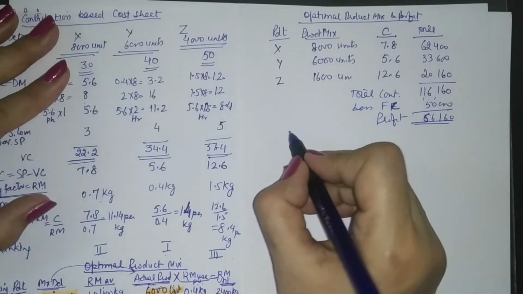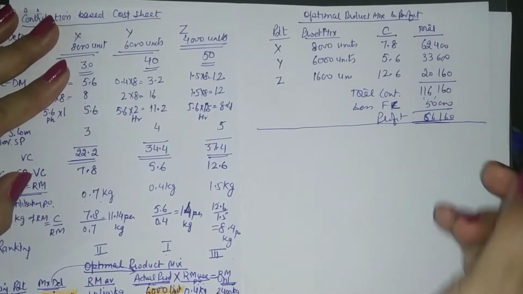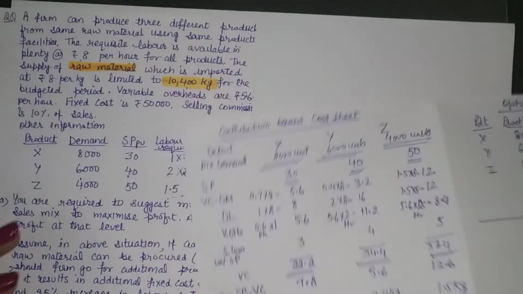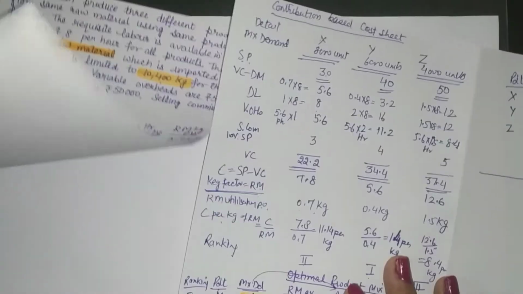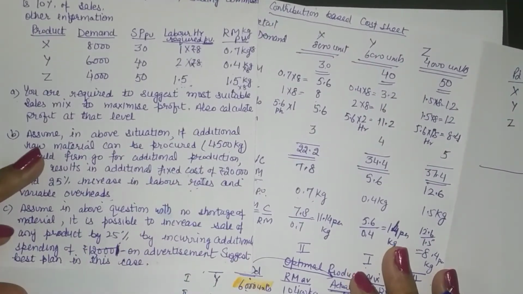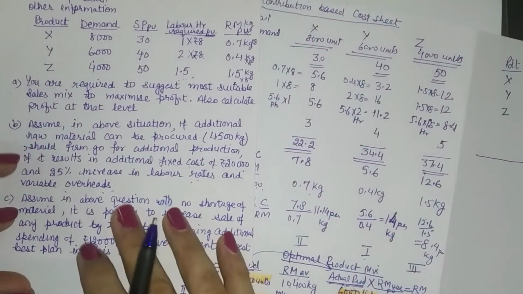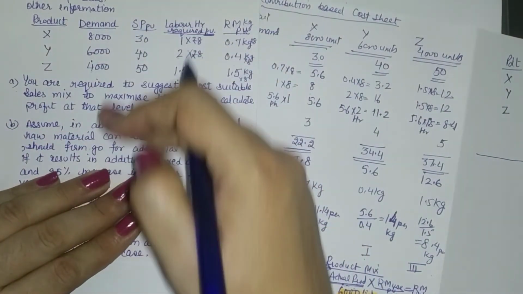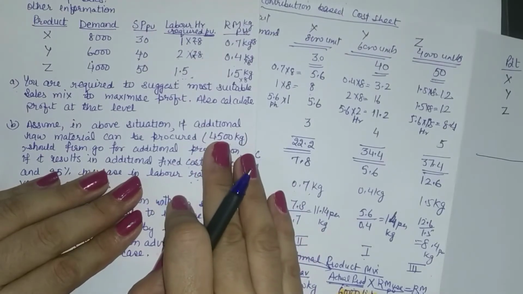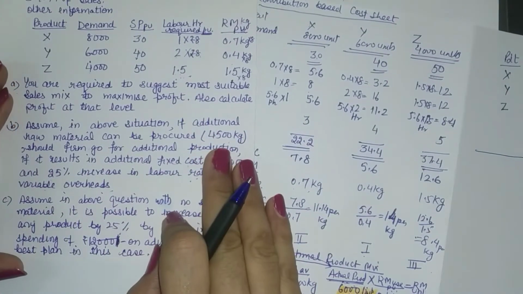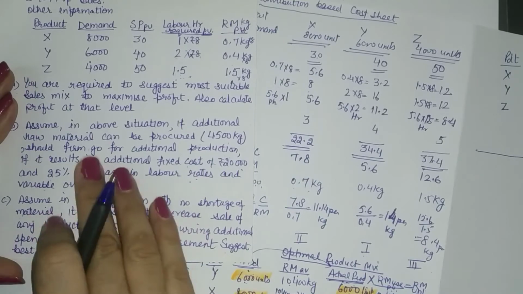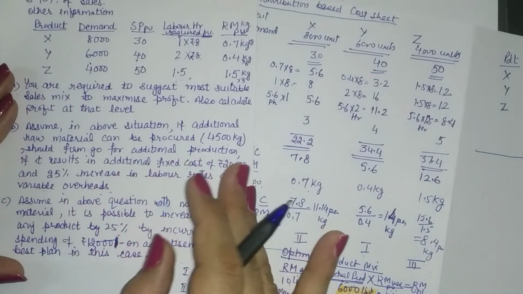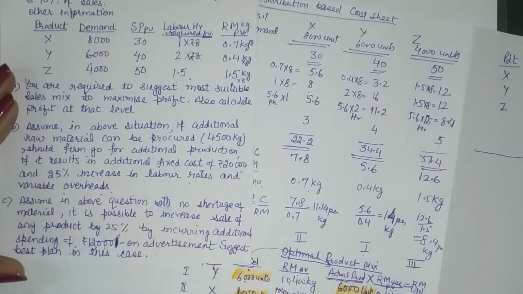66,160 as your profit. So we have decided the optimal product mix and profit based on the key factor. Now let us move ahead with the managerial decision making. What your question further requires is, assume in the above situation, above means just before this, if additional raw material can be procured, 4,500 kilogram, should the firm go for additional production if it results in additional fixed cost and increase in the labor and variable overheads?